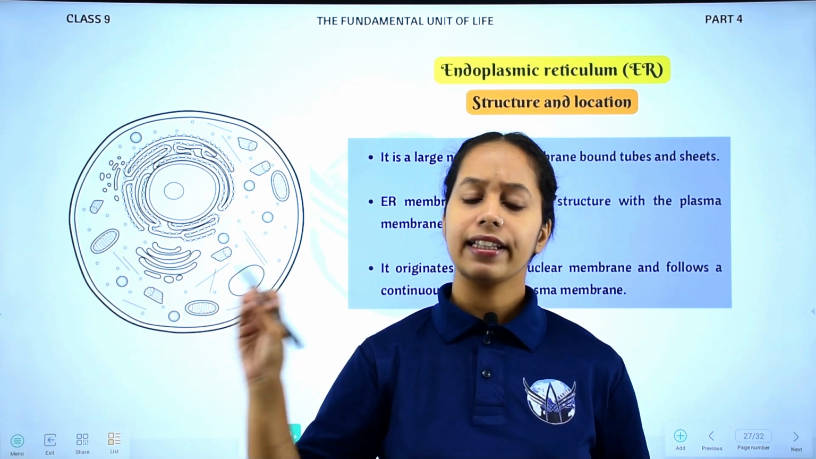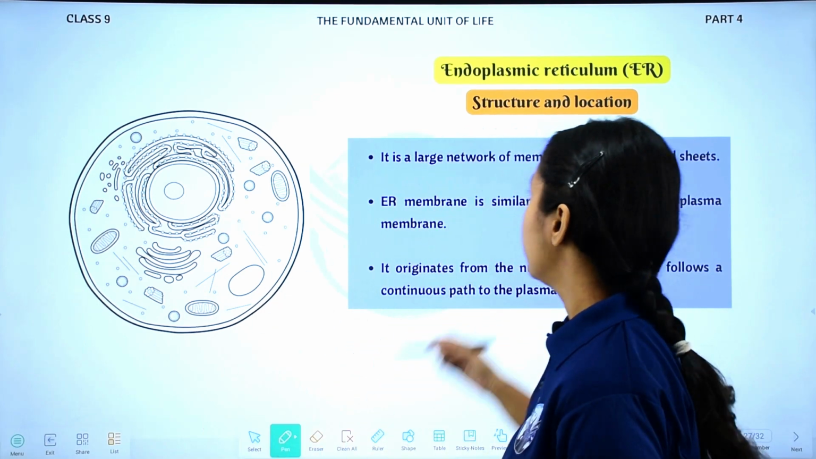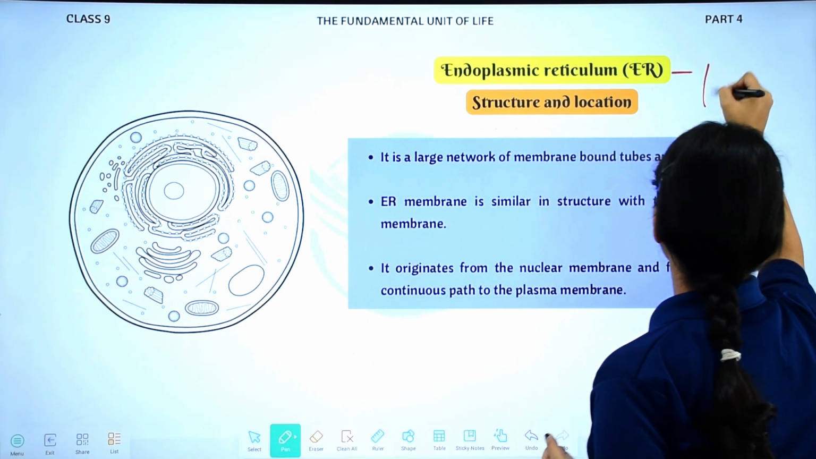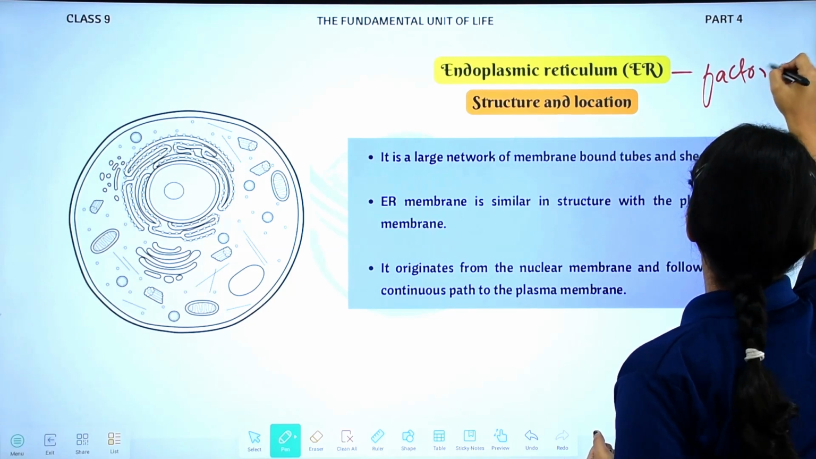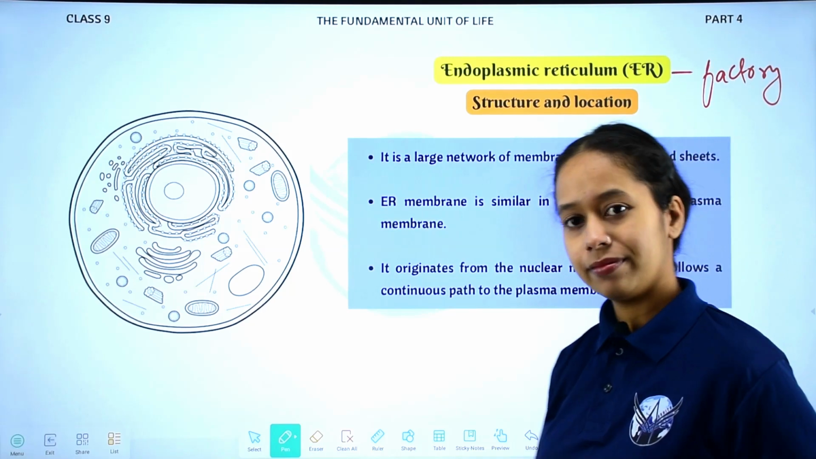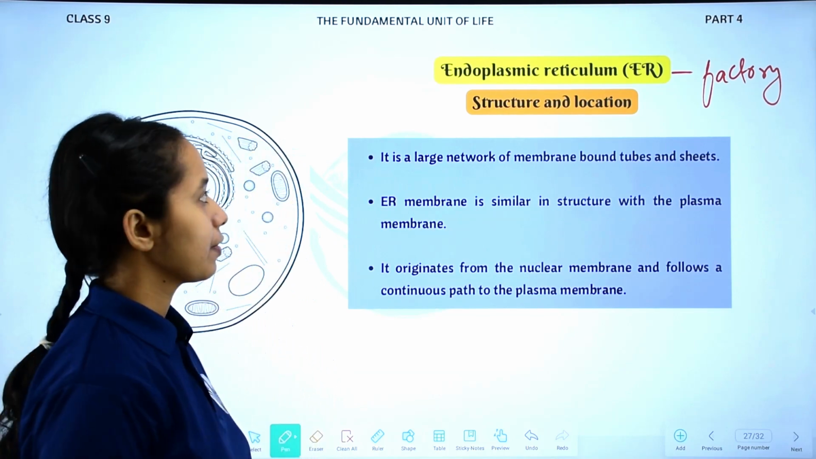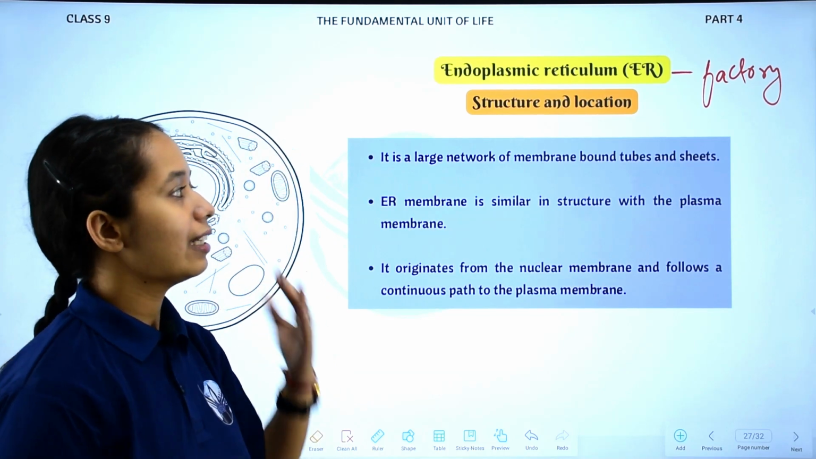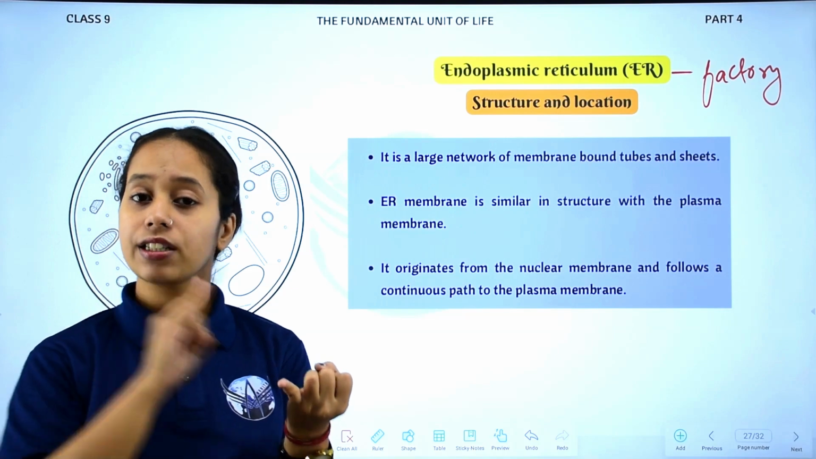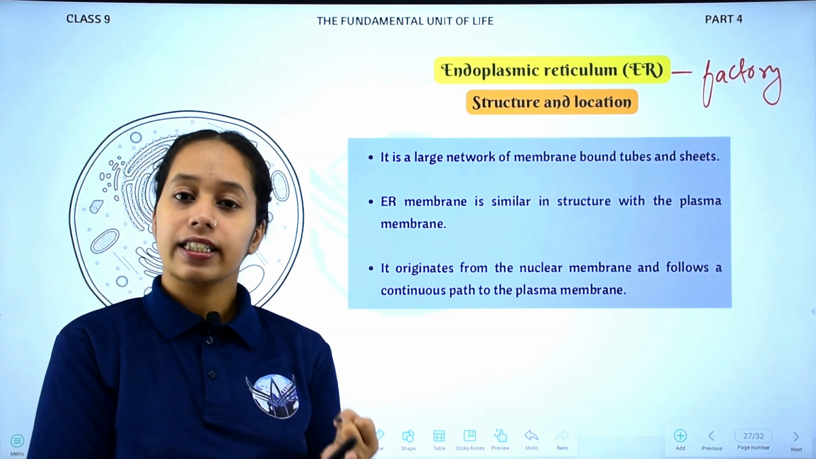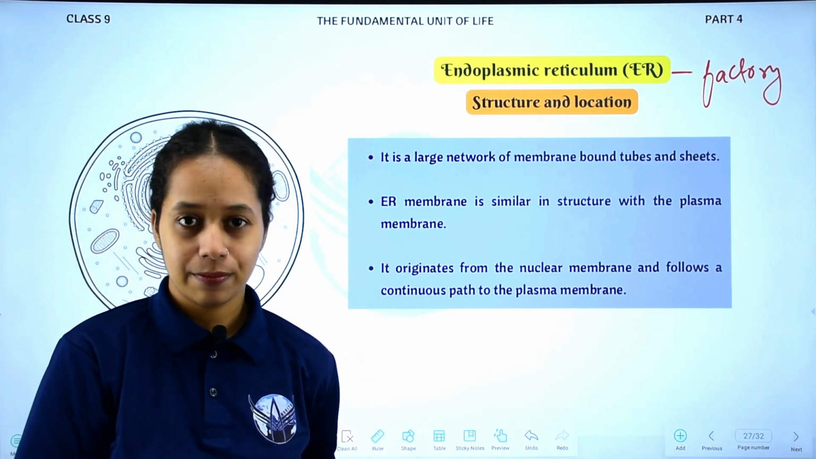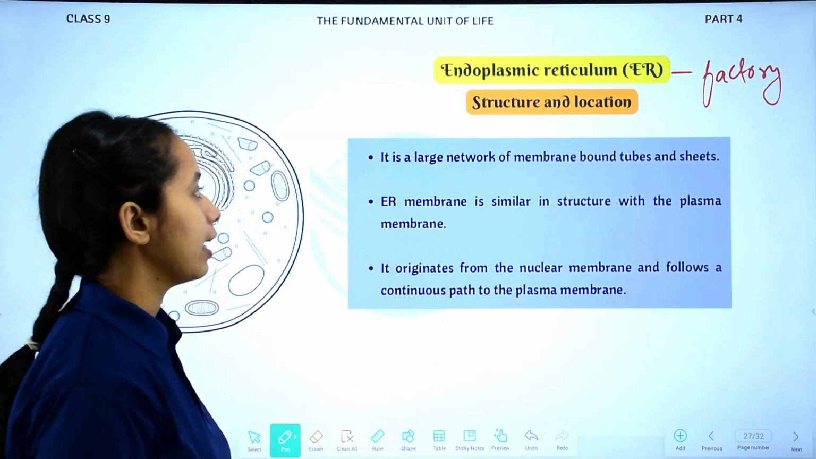So in a single line I can say that ER is like a factory. Okay, so what is ER? It is like the factory. Now let us study about the structure and location. We will be studying structure and location, then we will study the types, and then we will go for the functions. Okay, let us start with structure and location.